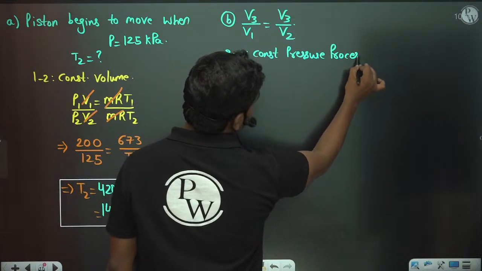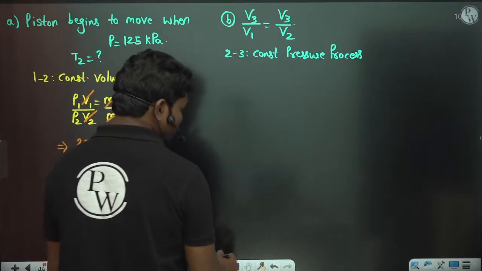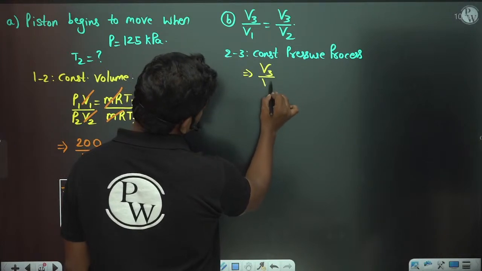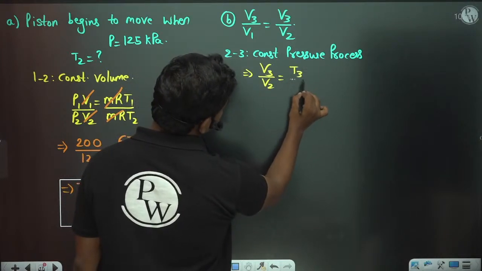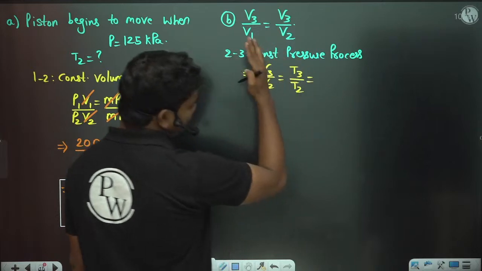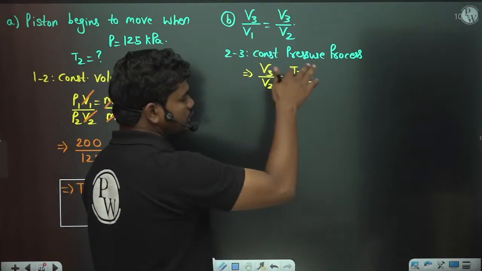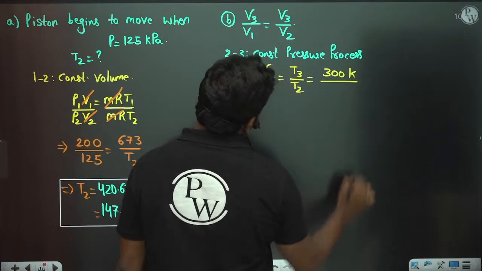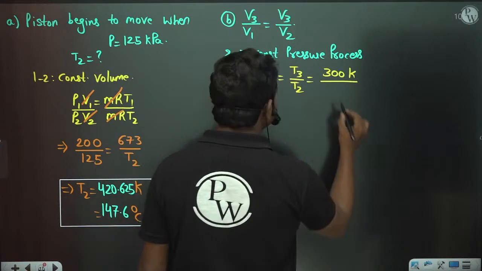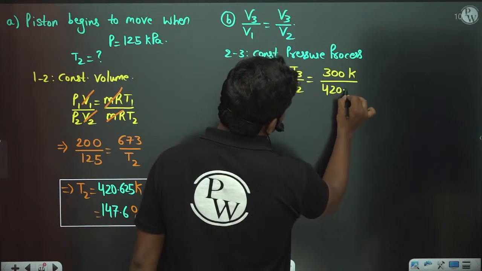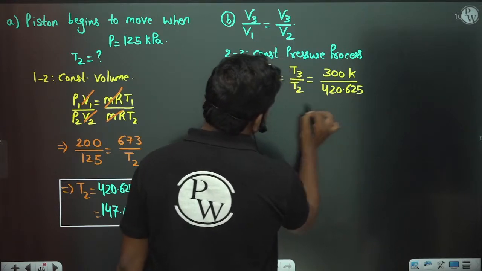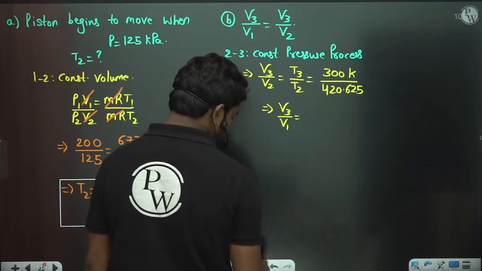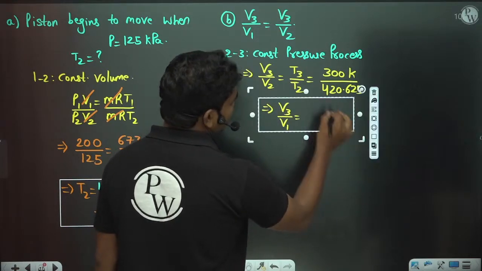Constant pressure process. So if this is a constant pressure process, then we know this implies V3 by V2 is equal to T3 by T2. So the compression will stop when T3 is equal to 27 degrees Celsius, which is 300 Kelvin, by T2, which is 420.625 Kelvin actually. Okay, so this is the ratio. So V3 by V1, which is V3 by V2, is the same as this ratio.